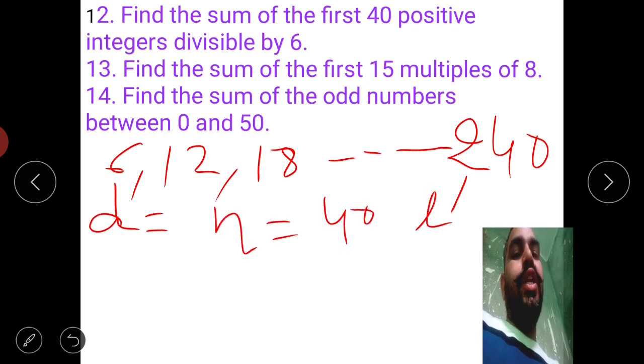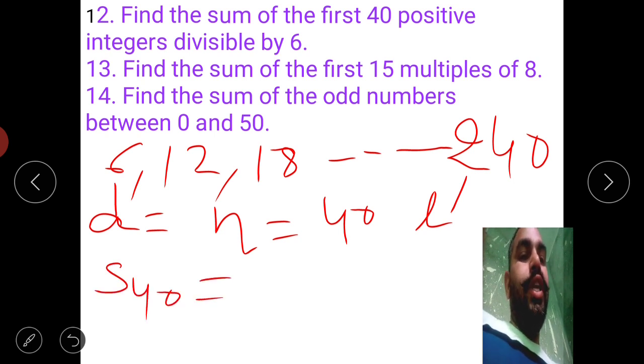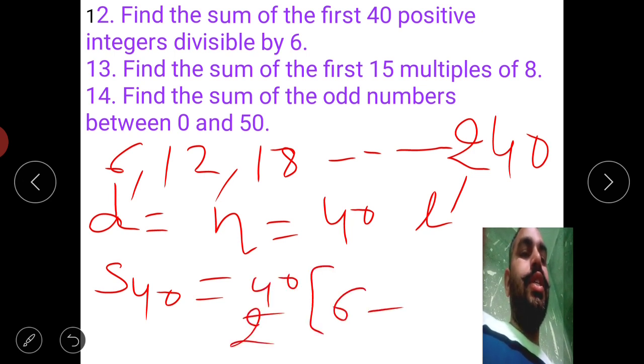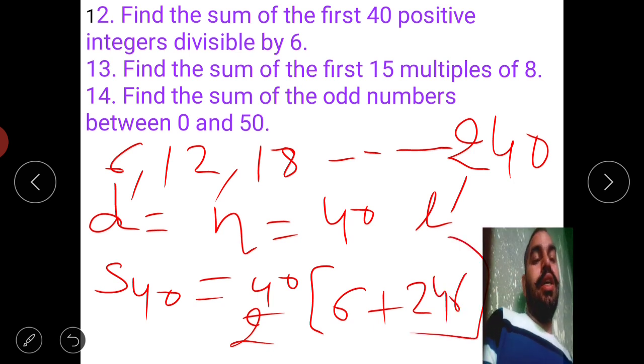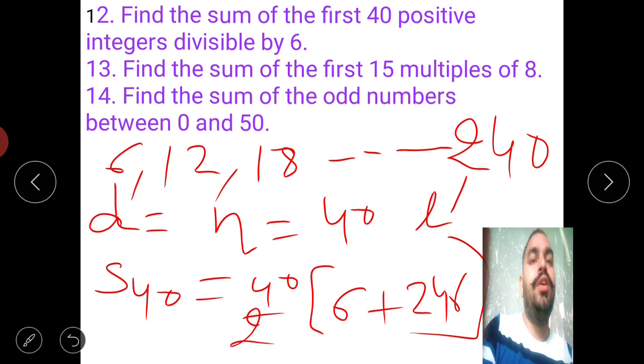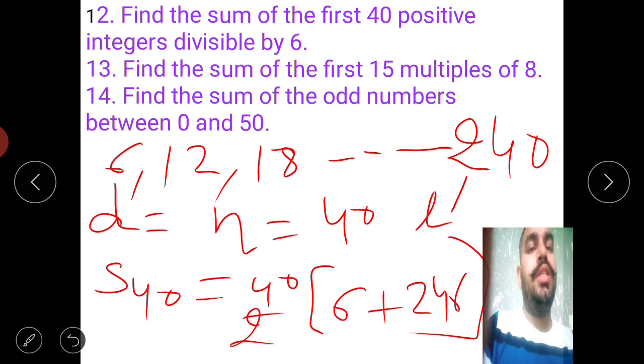Are you able to find out S40? Then a is here, n by 2, 40 by 2 into a, which is 6, plus the last term 240. Then solve this, and you will be able to find out the sum of first 40 integers which are divisible by 6.